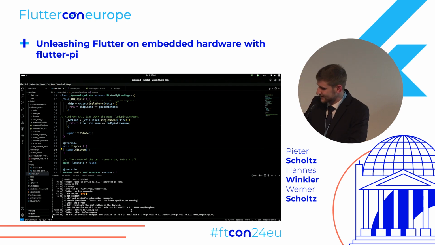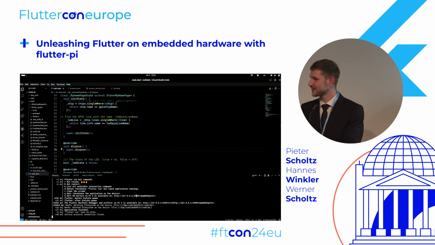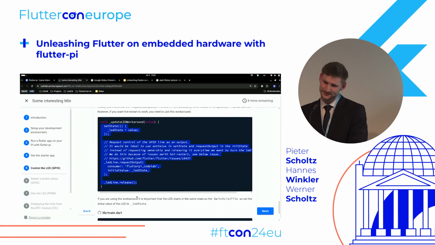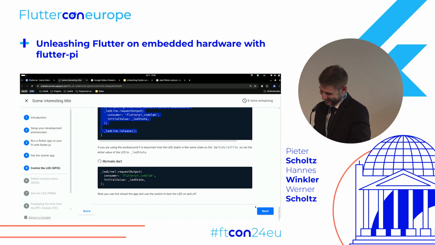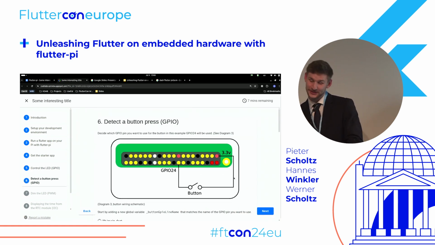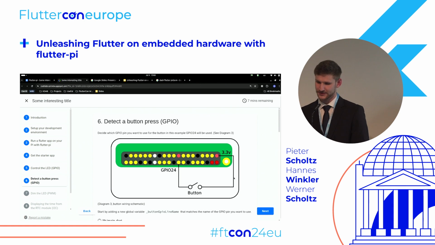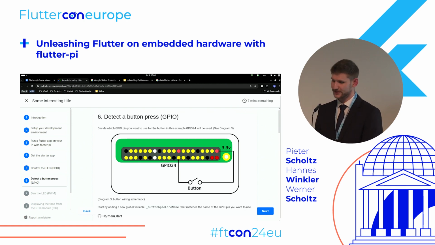Cool. Okay, let's check if it works now. Oh, there we go. Cool. So next up, we're going to try and see if we can get the physical button to turn on the LED and turn it off. So this is the wiring diagram for the button. We have it connected to 3.3 volts and then the button and then the GPIO pin 24.